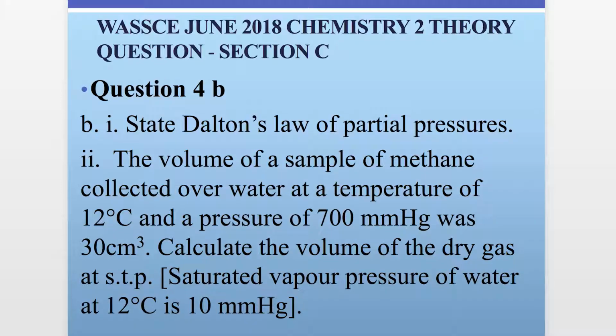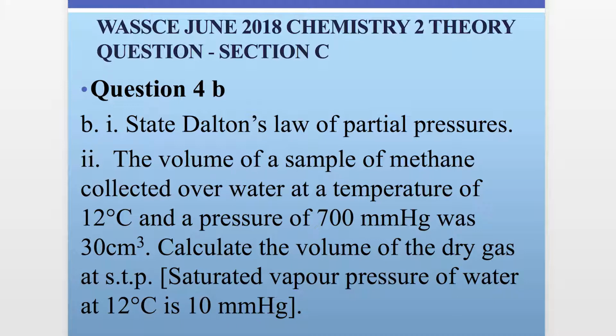II reads, the volume of a sample of methane collected over water at a temperature of 12 degrees Celsius and a pressure of 700 mm mercury was 30 centimeter cube. Calculate the volume of the dry gas at STP. Saturated vapor pressure of water at 12 degrees Celsius is 10 mm mercury.